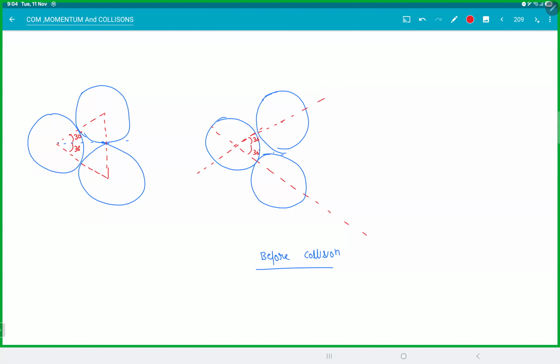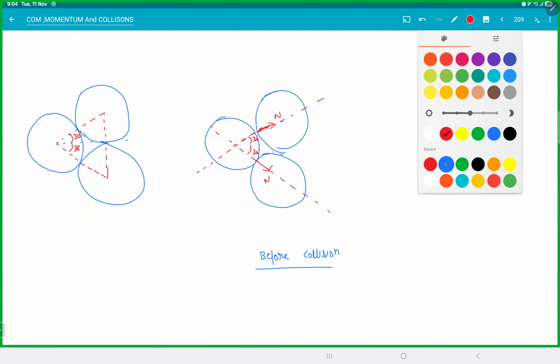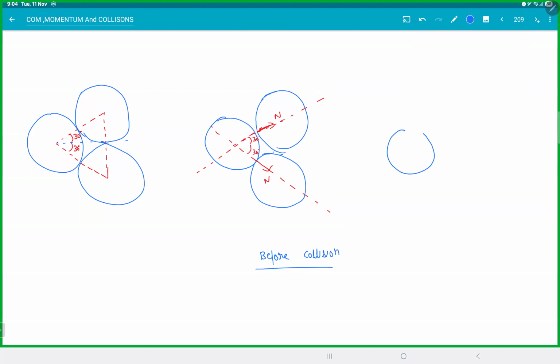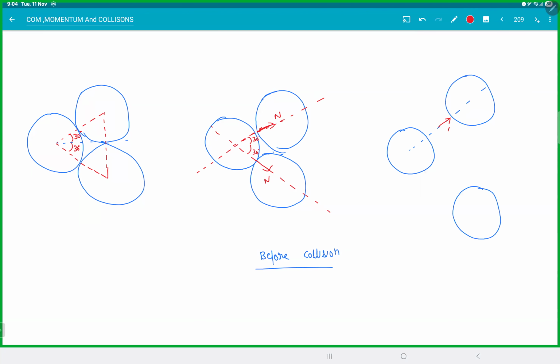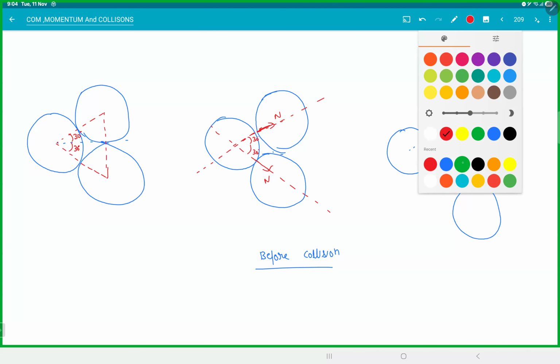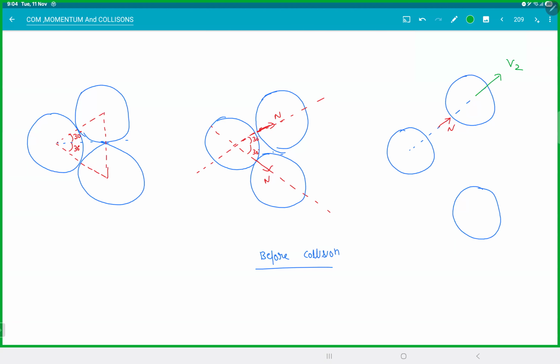So that means how will the forces be? The normal reactions will be in this direction. That means after the collision, these two balls will fly away along the normal. Think about this, because you're hitting them along the normal. There is no other way. You will gain velocity in this direction. Let this be V2. Let this be V2. And this guy will go in V1. These are your final velocities.